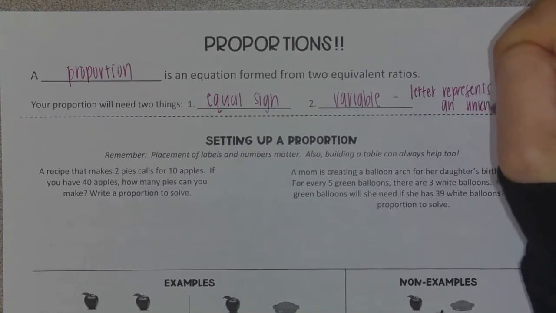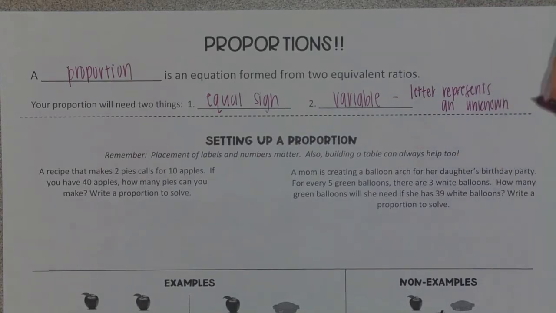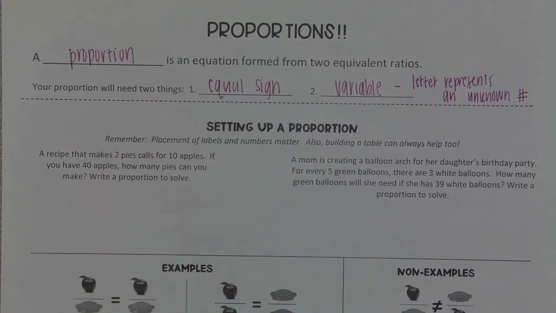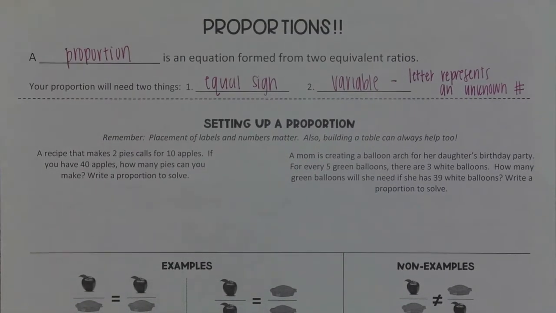Now, the variable can change for each situation. I normally pick the letter that represents the object that we're talking about, but we'll look at that as we move on. So when we set up a proportion, we talked about with ratios that order matters. So since a proportion is a ratio, order is still going to matter.